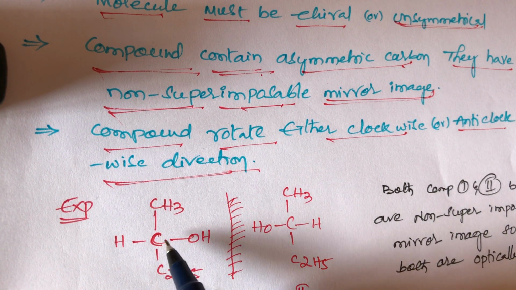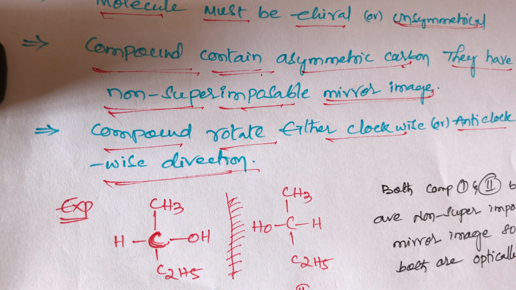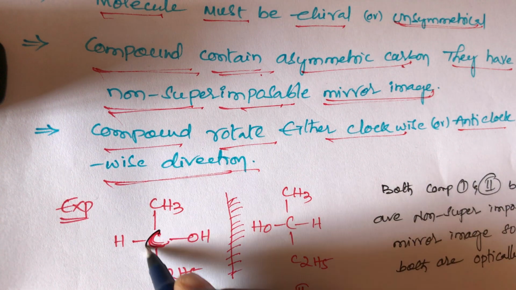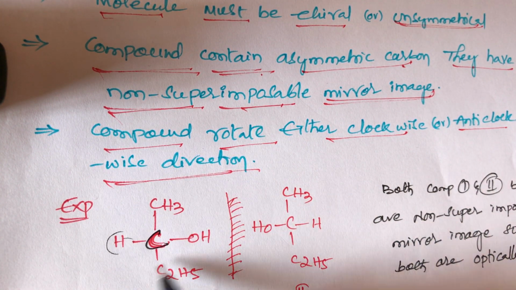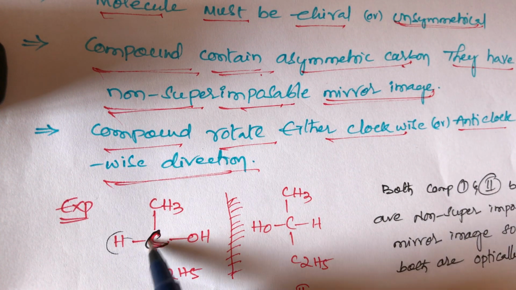So now take an example. This is a chiral carbon. This carbon has one hydrogen on the left side, one OH group on the right side, one methyl group, and one ethyl group. So it is a chiral carbon.